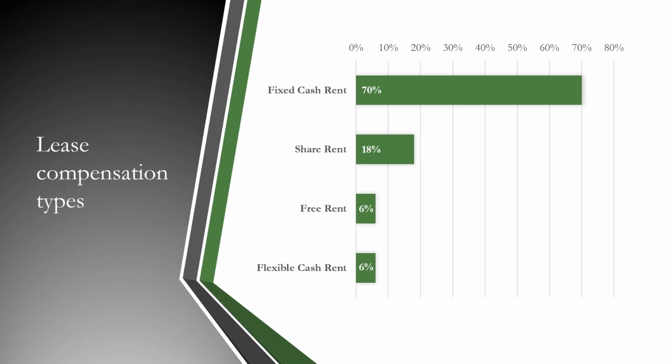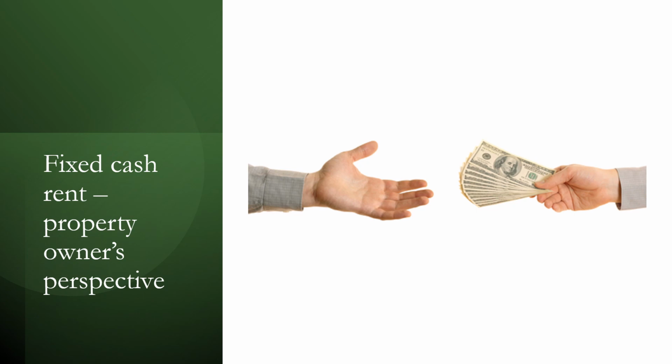Tenants want access to land, equipment, buildings, and animals. The way the tenant compensates the landowner reveals much about each person's situation and needs. About 70% of leases are fixed cash rent, with the remaining 30% using some other type. Fixed cash rent is when the tenant pays a fixed amount of cash to the property owner for the right to use the property. The property owner likes fixed cash leases because she knows what the income will be.